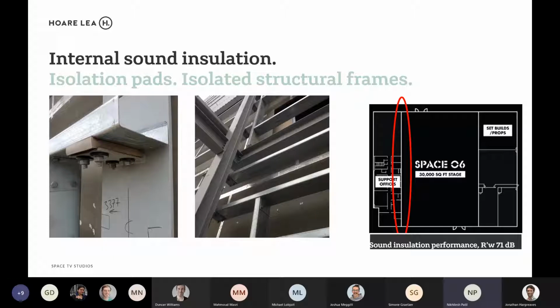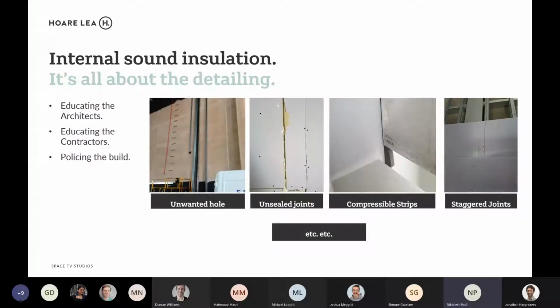You can't just give your brief in a report and hope it works. You have to continuously monitor it and work with other disciplines. And yeah, it's just about the detailing as well. You have to continuously monitor site as well to make sure what the construction is doing.